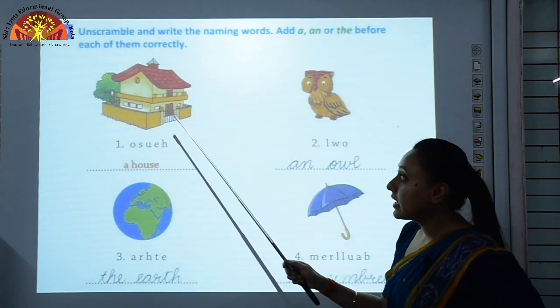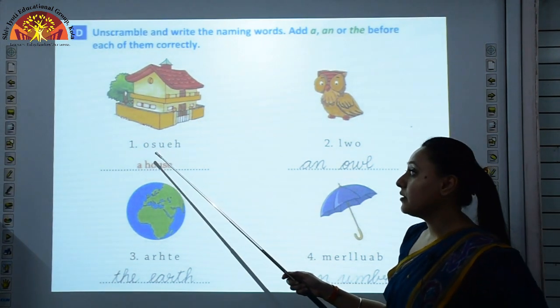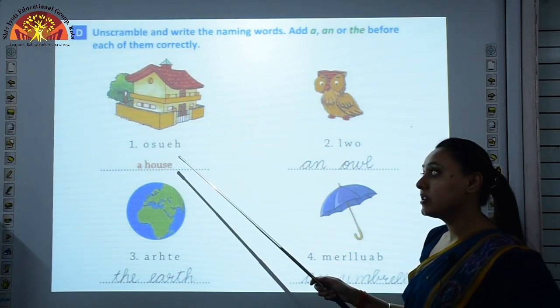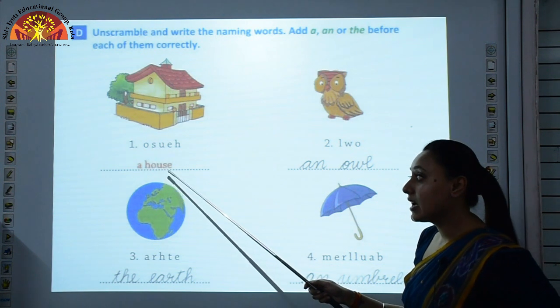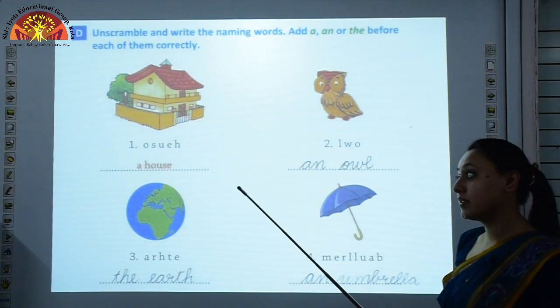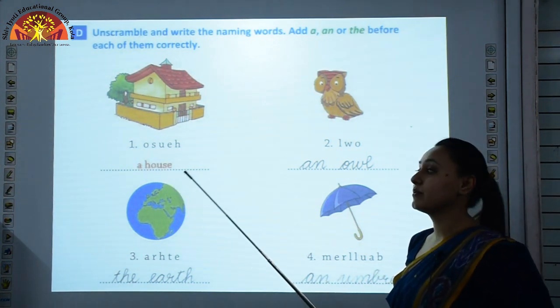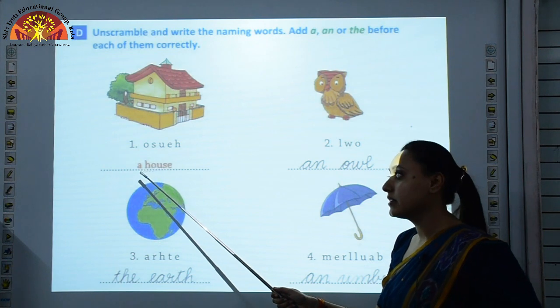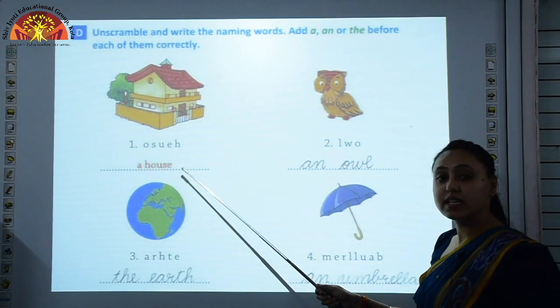Now look at this, this is the picture of a house. Letters given to you are O, S, U, E, H. So this becomes house. We will write house here and we will check whether it is a consonant sound word or a vowel sound word. So house is a consonant sound word, so we will add a here, a house, H-O-U-S-E, house.